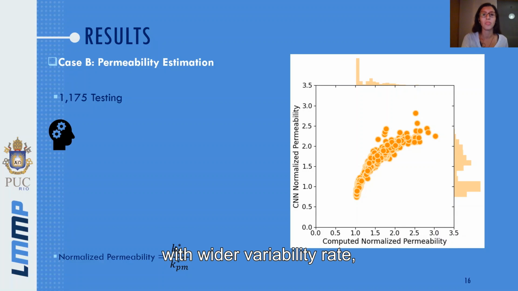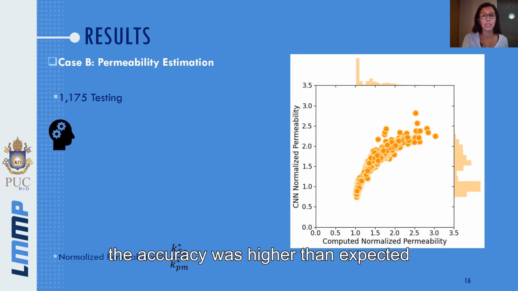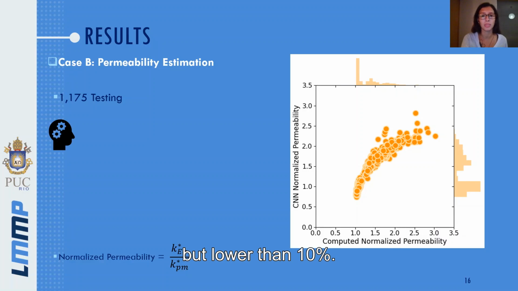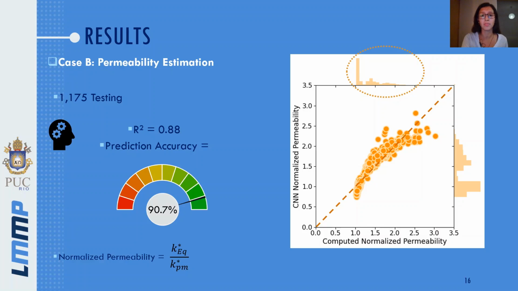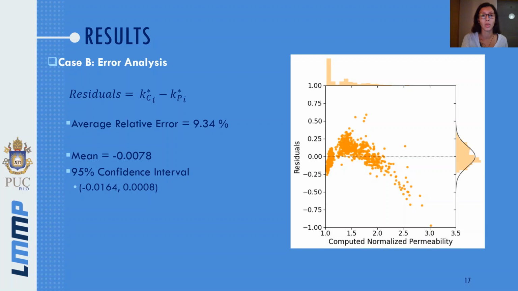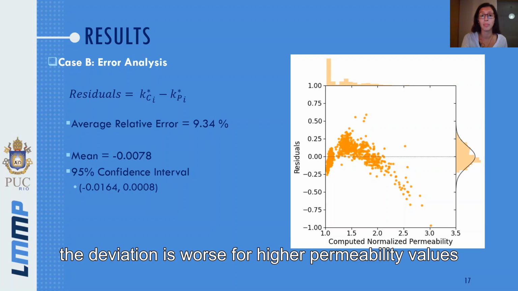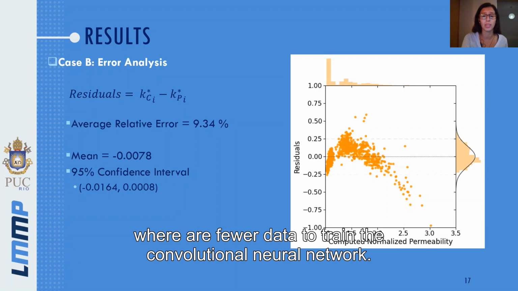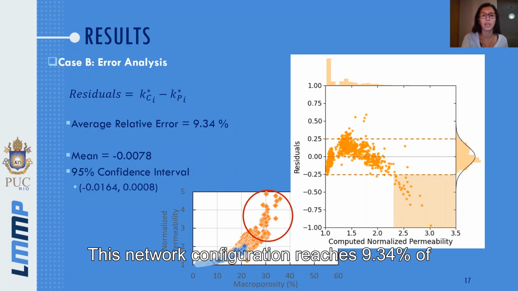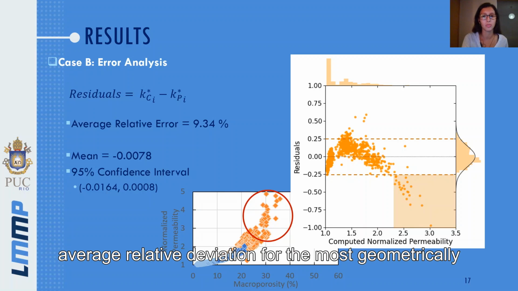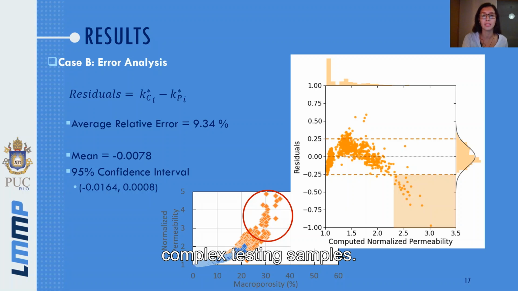For test B, with wider variability rate, the accuracy was higher than expected, but lower than 10%. The model accuracy is 90.66%. The linear regression value is 0.88. Checking the histogram plot over here, permeability values are more spread out. Once again, the deviation is worse for high permeability values, where there are fewer data to train the convolutional neural network. This network configuration reads 9.34% of average relative deviation for the most geometrically complex testing samples.